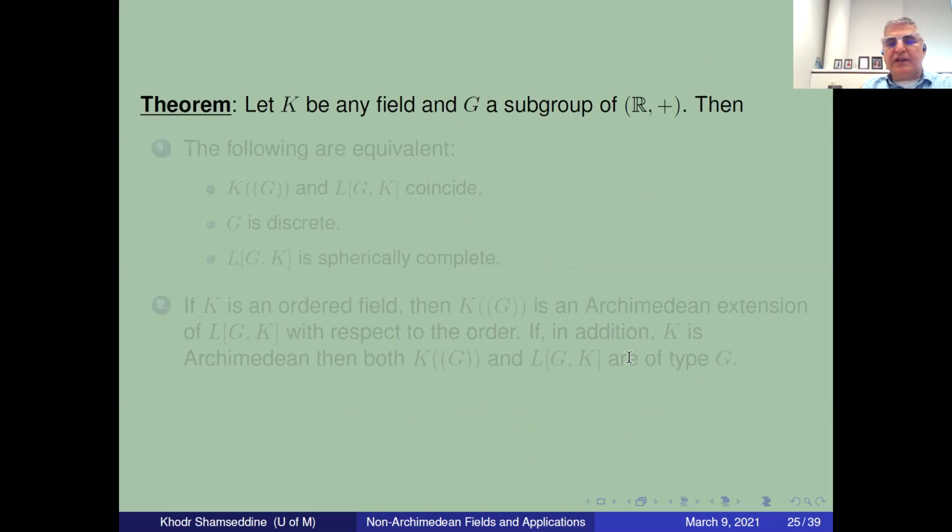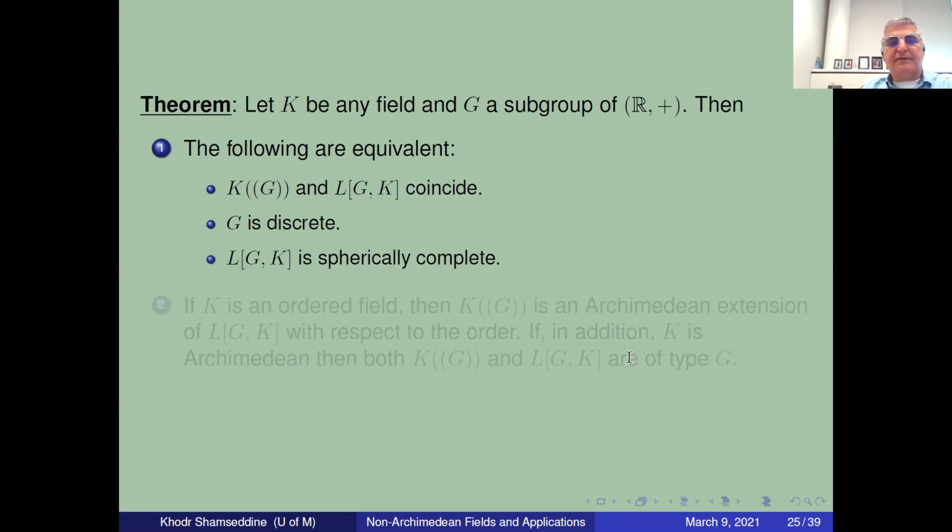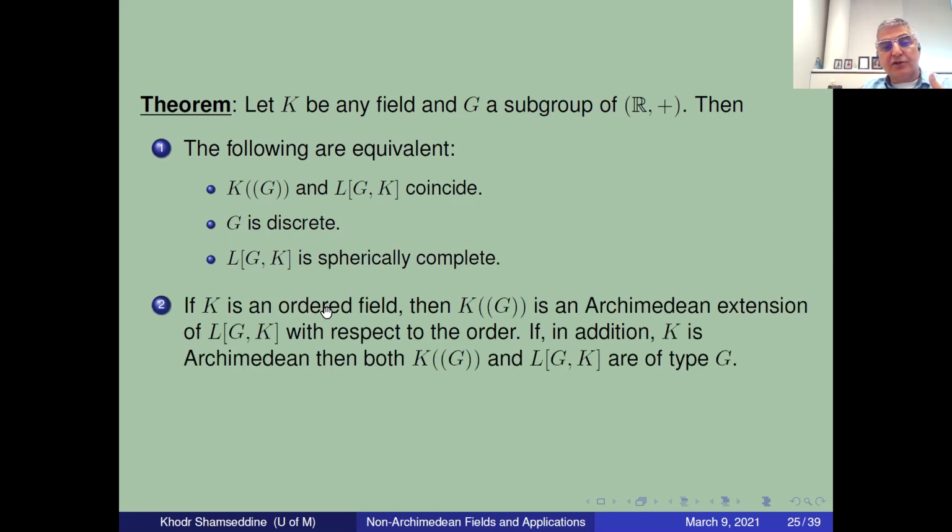Okay, and the following result tells us exactly when the two fields, the Hahn field and the Levi-Civita field, are equal or coincide. The two coincide if and only if G is discrete, if and only if the Levi-Civita field itself is spherically complete. Moreover, if K is an ordered field, then the Hahn field is an Archimedean extension of the Levi-Civita field with respect to the order.